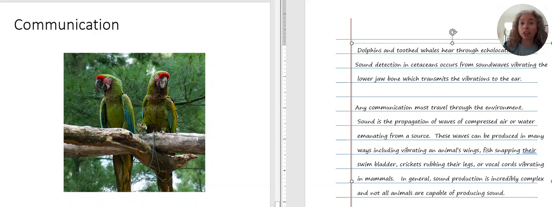Sound is the propagation of waves of compressed air or water emanating from a source. And these waves can be produced in many different ways, including vibrating an animal's wings, fish snapping their swim bladder, crickets rubbing their legs, or vocal cords in mammals. In general, sound production is incredibly complex, and not all animals are actually capable of producing sound. Our next lecture will talk about how different animals produce sound.